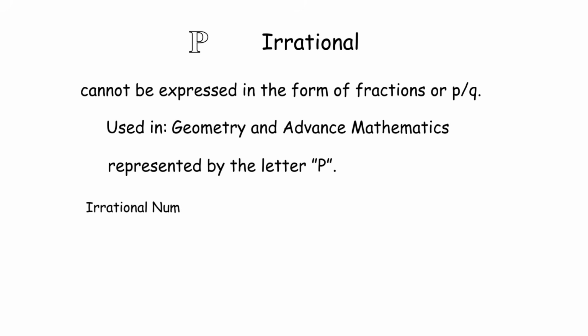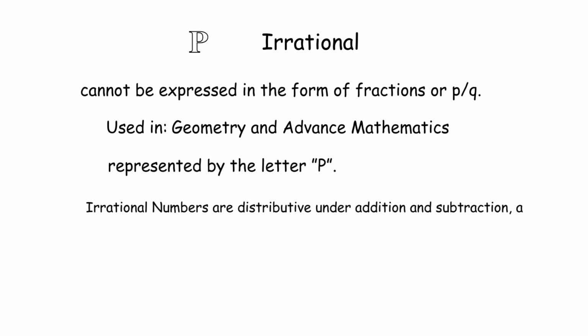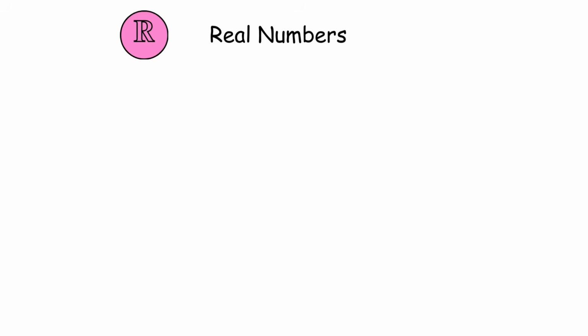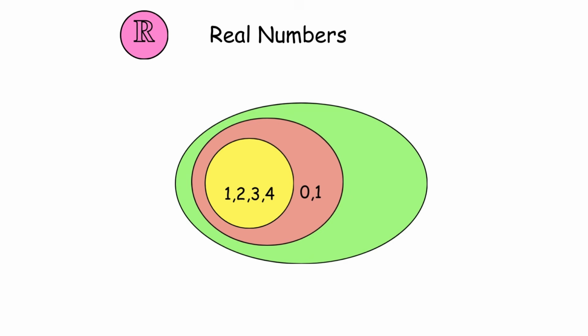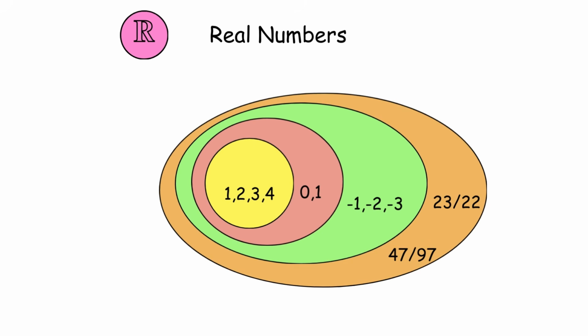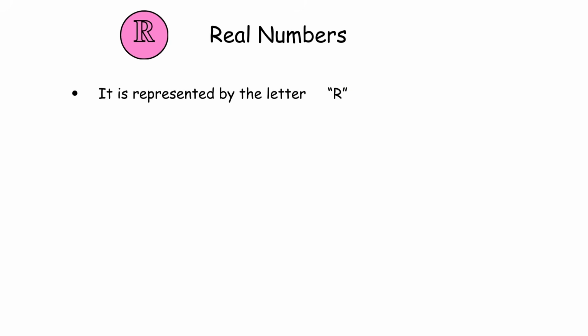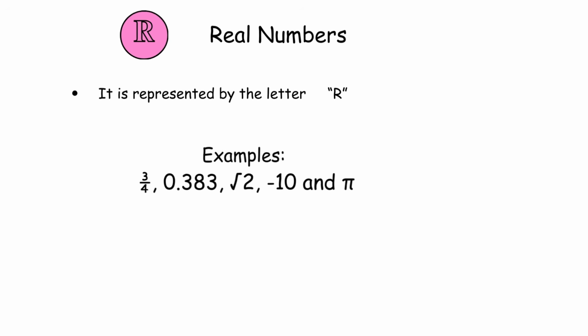Irrational numbers are distributive under addition and subtraction, and satisfy commutative and associative properties under addition and multiplication. Real numbers include any number, such as positive integers, negative integers, fractional numbers, or decimal numbers without imaginary numbers. They are represented by the letter R. Examples: 3 over 4, 0.383, the square root of 2 minus 10 pi.